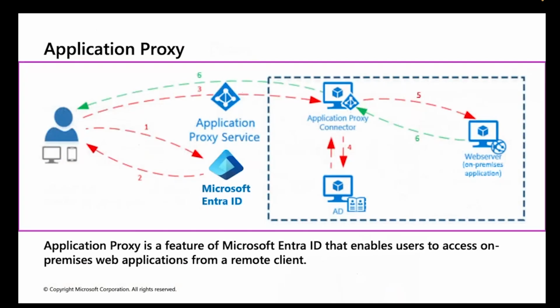So this is the kind of feature we get, where I can use application proxy to keep my application on-prem without disturbing it, and I can still get advanced security like Entra ID components. So application proxy is a feature of Microsoft Entra ID that enables users to access on-premises web applications from a remote client. So definitely you can use application proxy for these kinds of features.